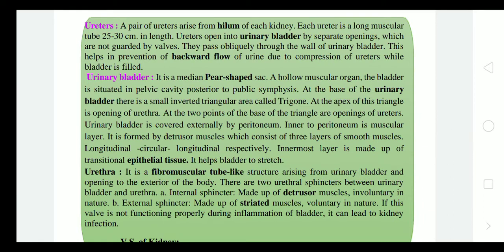Ureters show pairs which originate from the hilum and open into the urinary bladder. They do not contain a kind of valve, but at the opening into the bladder there is a mechanism that prevents backward flow. The ureteric opening prevents backflow as soon as the bladder is filled.